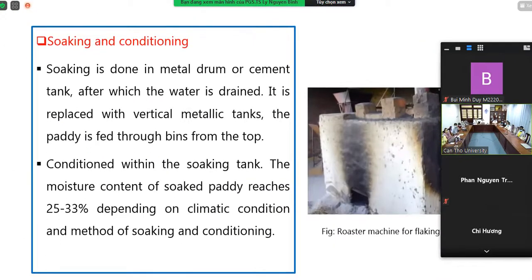So, soaking and conditioning. Soaking is mostly done in a metal drum or cement tank, after which the water is drained, but this is being replaced with vertical metallic tanks. The paddy is fed from the top, and then it is conditioned within the soaking tank. The moisture content of the soaked paddy is 25 to 33%, depending on the climatic condition and method of soaking and conditioning.